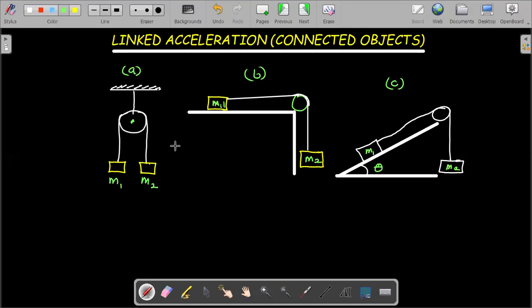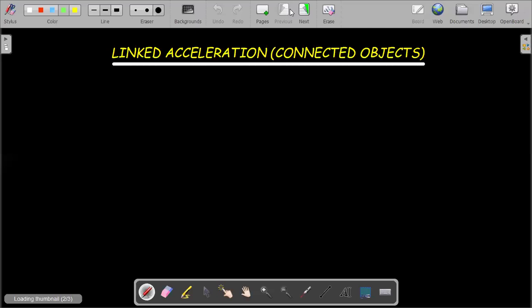linked. Okay. Now, before delving deep into this concept, there are some very important key terminologies that we need to discuss. First, what is linked acceleration? When we say linked acceleration, what are we talking about?